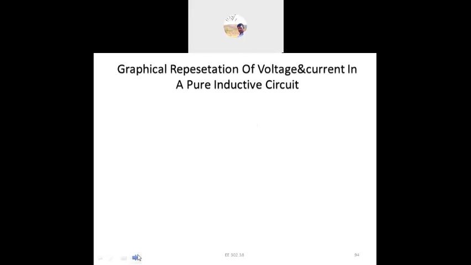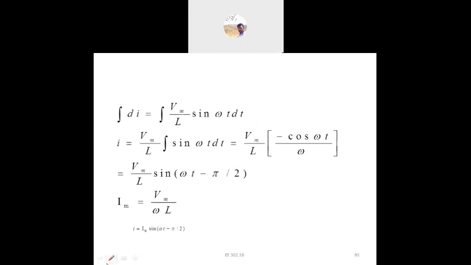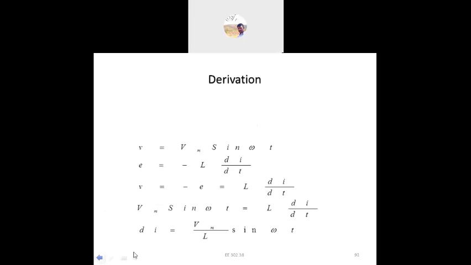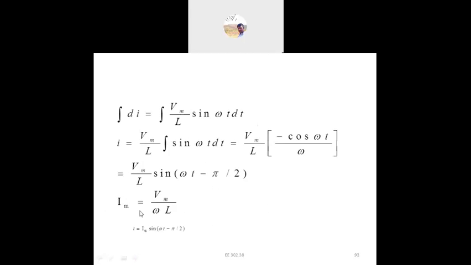Let's talk about the graphical representation. In the mathematical equation, we should always use the maximum values, without the sine and cosine terms, only the values. Here we have found the voltage and the current, so we take what should be there without the sine and cos values.